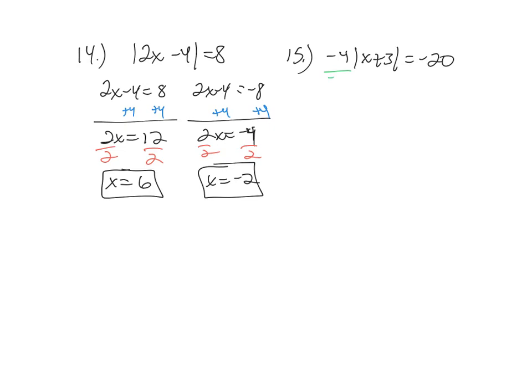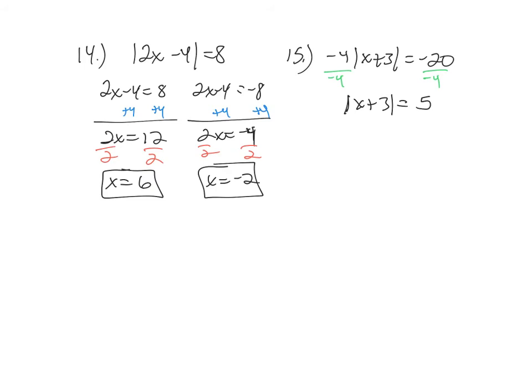So that negative 4, remember, that means multiply. So I divide. Don't add the 4 over there. That doesn't mean subtract 4. That means negative 4 times the absolute value. So the opposite of times is divide.